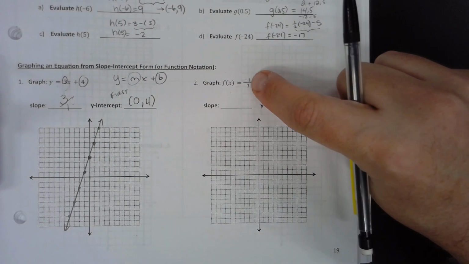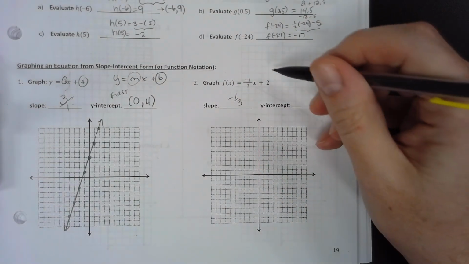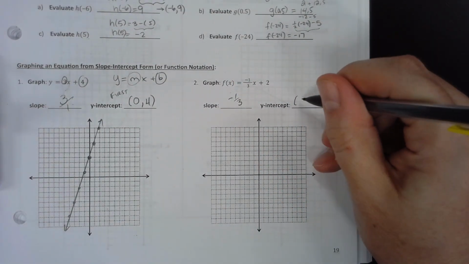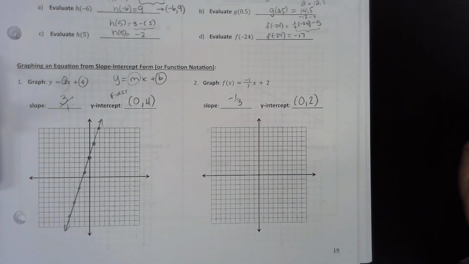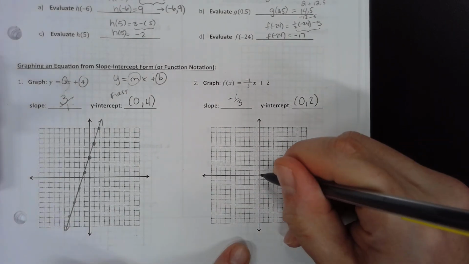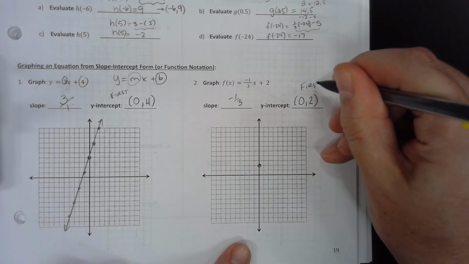First, identify the slope. The slope is negative 1/3. The y-intercept is positive 2. So that means 0, 2. Y-intercepts could be negative. We just haven't seen one yet. So let's plot the point 0, 2 first. So first we're going to plot this point.